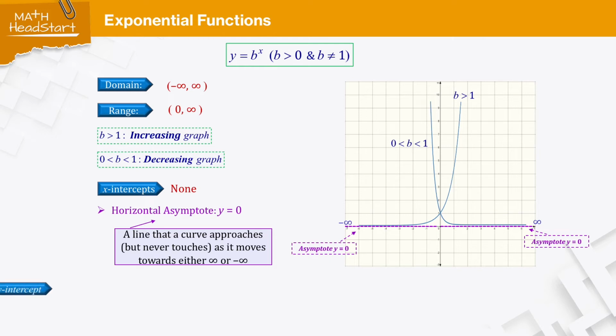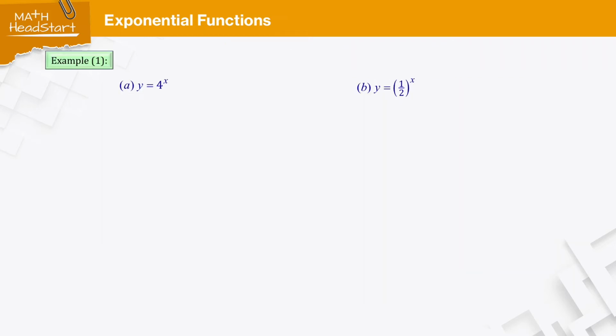Lastly, the y-intercept is (0, 1) for either case as long as the function has a form of y equals b to the x. Now we'll go over some examples for the graph of exponential functions. Let's begin with y equals 4 to the x. The base 4 is greater than 1, so the graph is increasing.